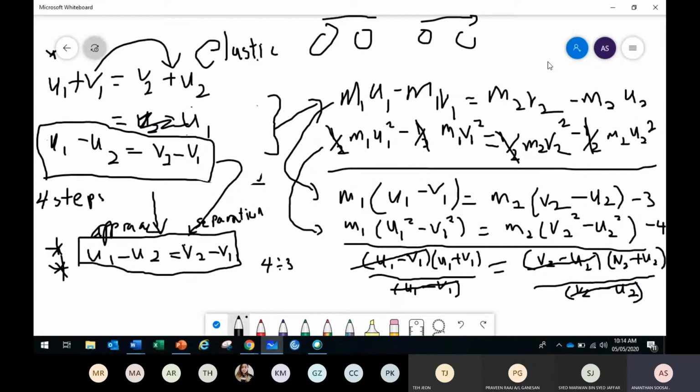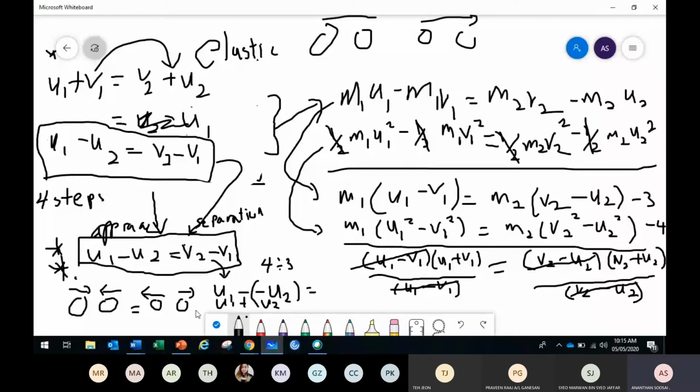Let's say two particles before collision are U1 and U2, and after collision both of them move like this. How do you modify this formula? U1, you still write as U1. Minus U2, but U2 is to the left, because this formula was derived by assuming all moving to the right. So we take U2 as minus U2. If the direction is to the left, you must put minus. So finally, it becomes U1 plus U2.